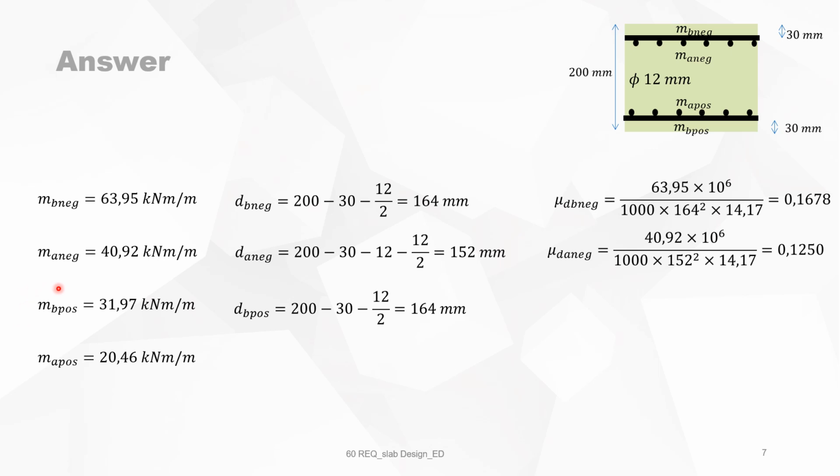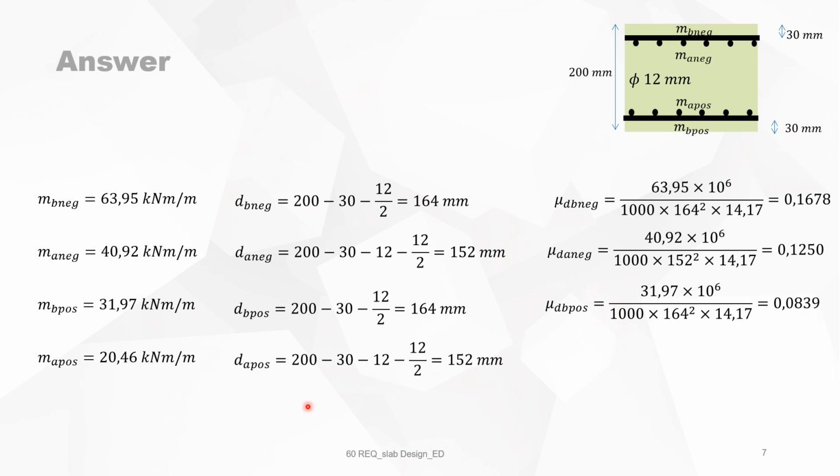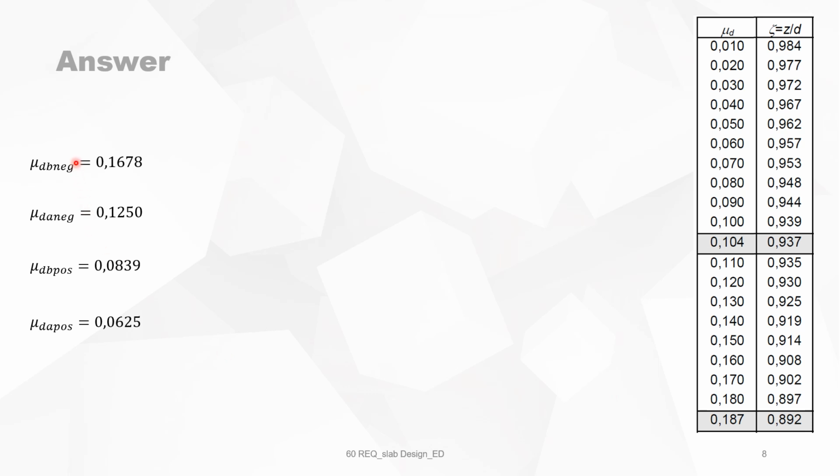Then the positive bending moment in the B direction, which is here at the bottom. The first layer has a lever arm of 164, and then we can calculate the reduced bending moment in this direction. And MA positive is on the lever arm of 152 millimeters, and the reduced bending moment is 0.0625. So now we have all the different reduced bending moments.